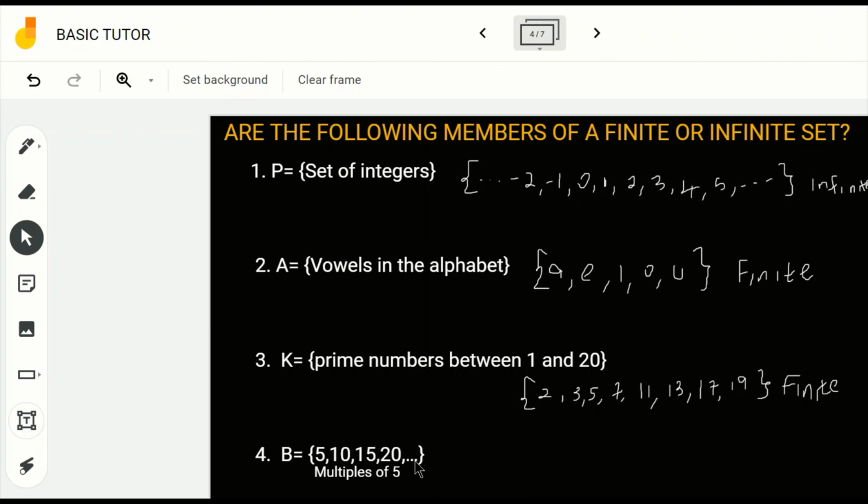There is no end. If we begin to list out the multiples of 5, we have 5, 10, 15, 20, 25, 30, 35, 40, 45, 50. The list goes on. So that means that we cannot count the members of this set. So it is an infinite set.